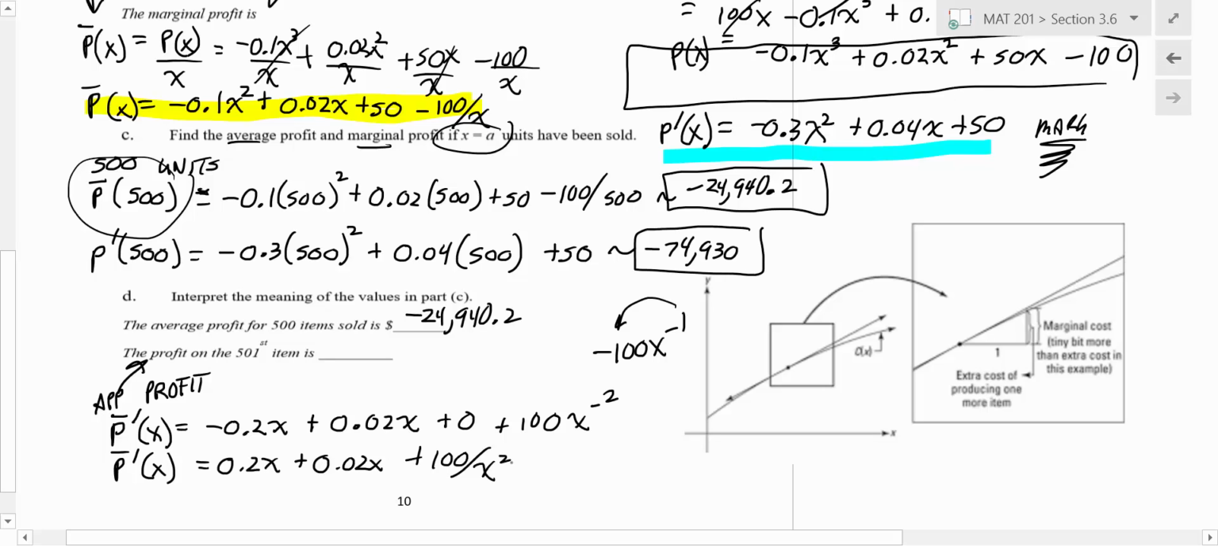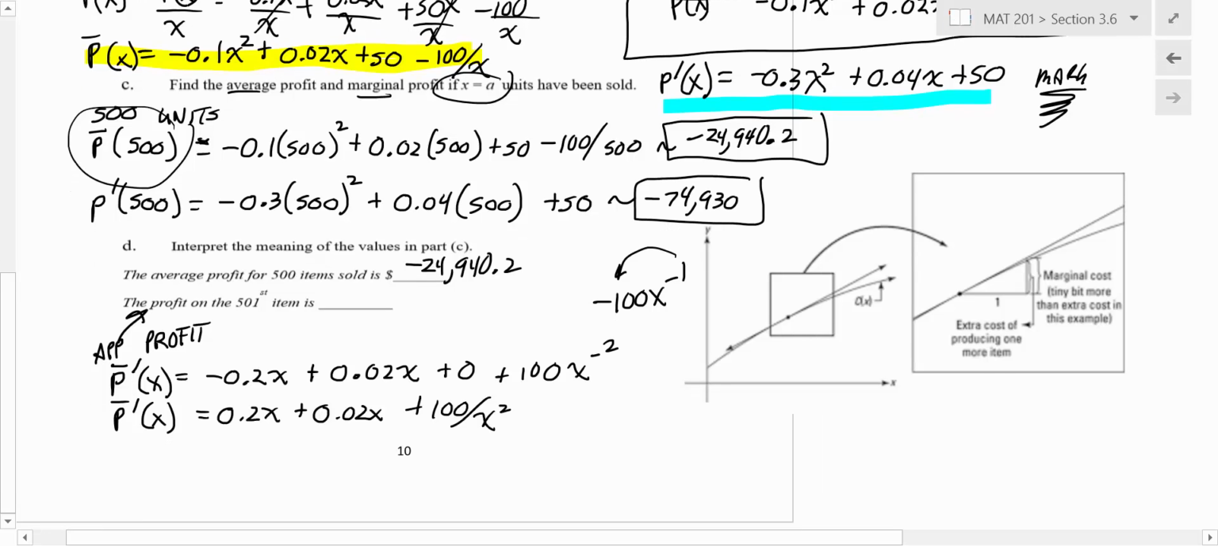Now see, what we're doing is we're not finding the exact profit on the 501st item. I'm showing you that if you do the marginal of that, that's our profit function right there, and that's the average profit function there. So if we do that derivative, that's now the marginal average profit. Then I can plug in 501 as an estimation. Yes? Shouldn't that be just 0.02, not 0.02x? Yes, thank you. I get a little sloppy sometimes when I'm doing that. Yeah, that's 0.02 like that.